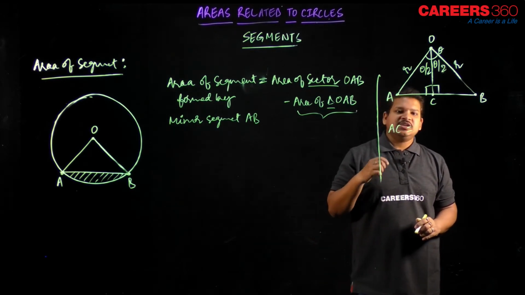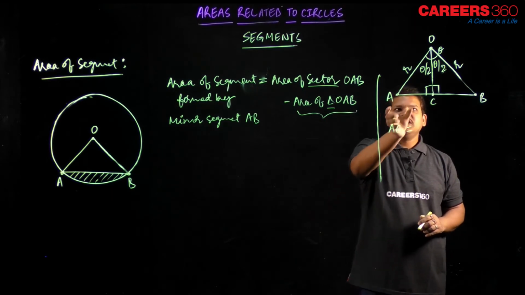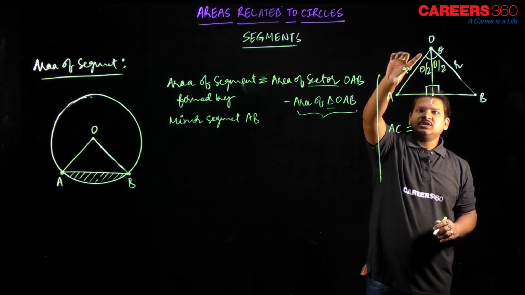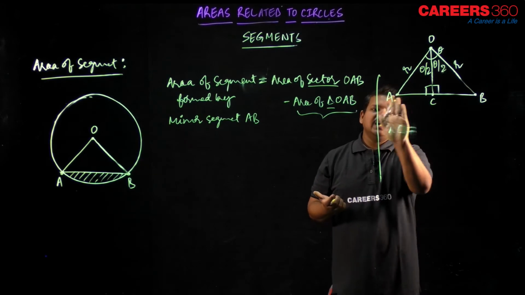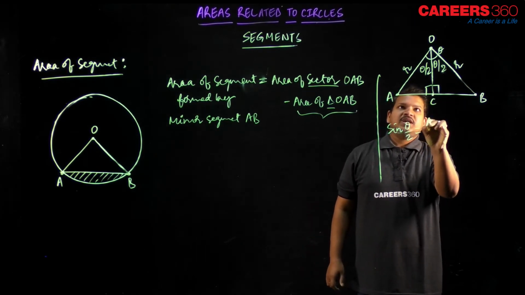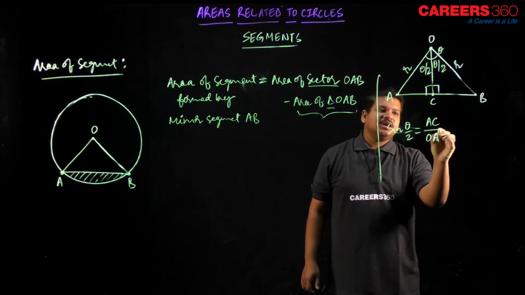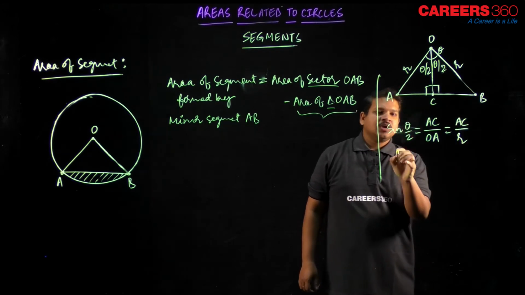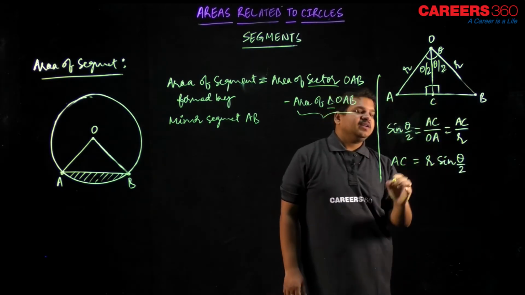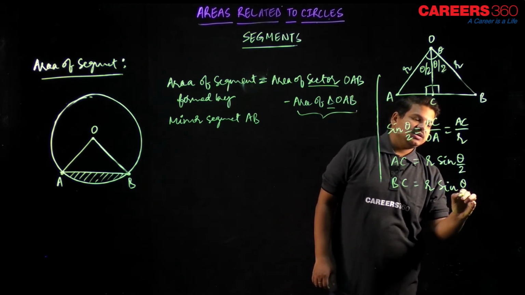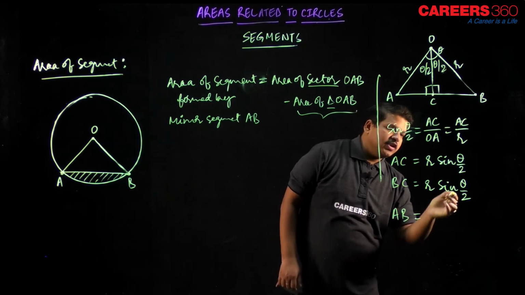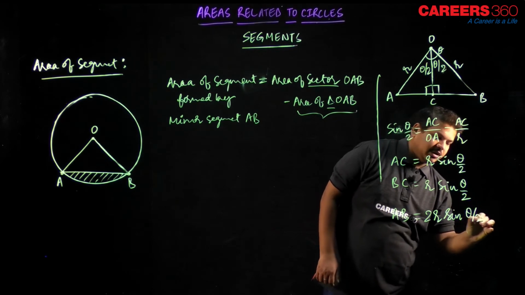Now I want to calculate the length of AC. With the help of trigonometry, we can definitely calculate it. With respect to this angle theta by 2, AC is the perpendicular and OA is the hypotenuse. So we have sine theta by 2 as AC upon OA, and OA is nothing but R. So AC will be R sine theta by 2. Similarly, the length of BC will also be R sine theta by 2, so the length of AB will be 2R sine theta by 2. I hope it makes sense.